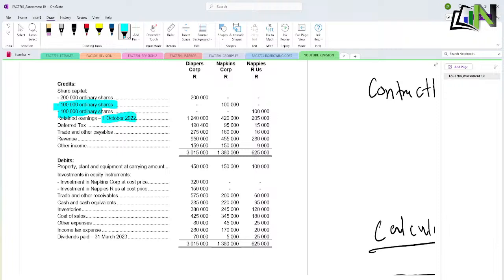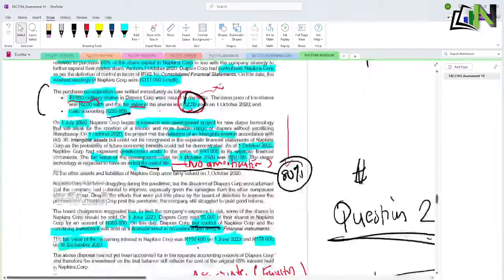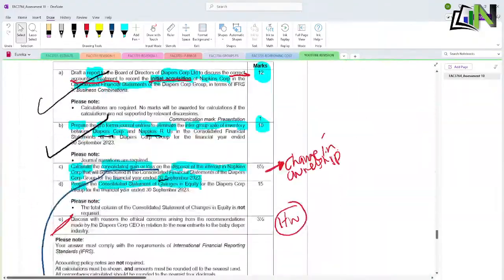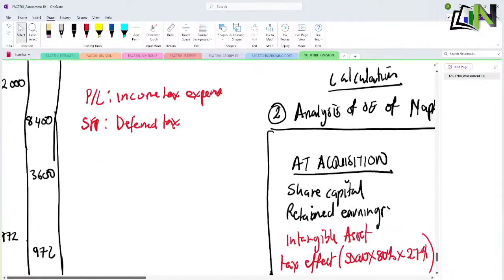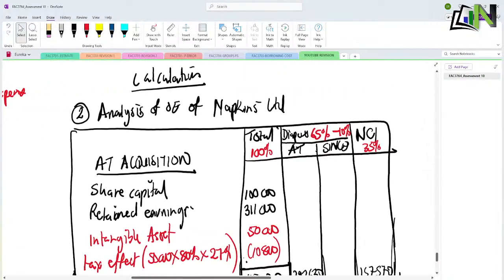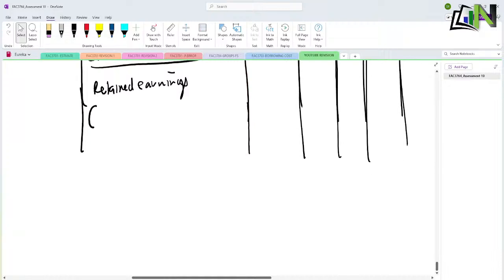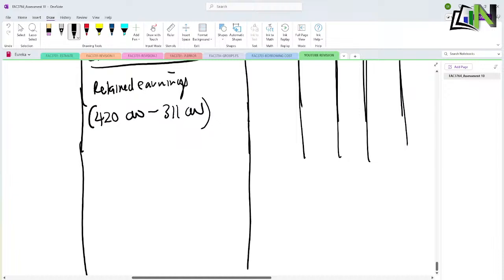So that is the date, and that's the one I want. And for Napkins, it was 420. So I want the retained earnings at the beginning of the year, and then I'm going to minus retained earnings at acquisition. There we go, 420,000 minus 311, which was at acquisition. So that will be the movement in retained earnings.